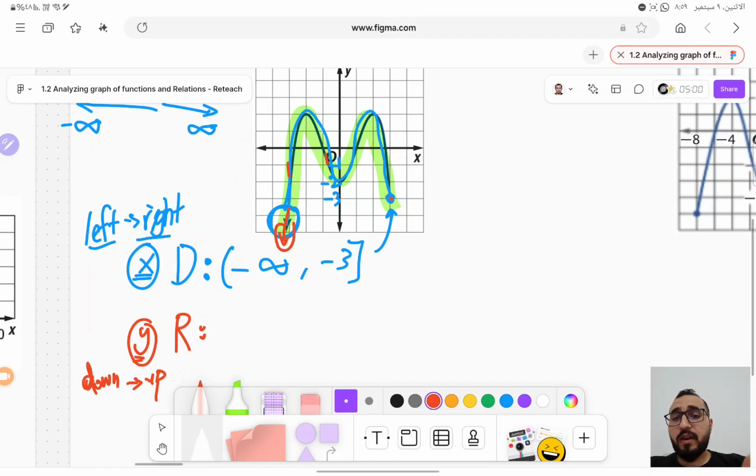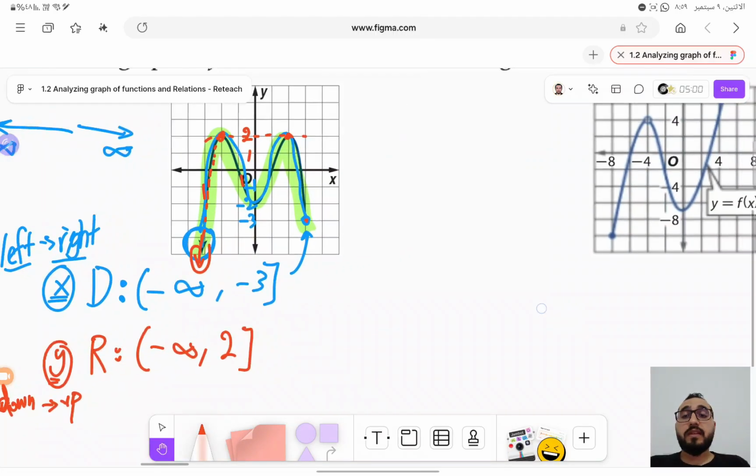Because it's going down forever, that's negative infinity, to the highest point. If you move with your function, I have two highest points, this one and this one. So what is the point here? It should be 2. So the highest point is 2. And this one should be a parenthesis, this one should be a rectangular bracket. So this is the domain and the range for this graph.